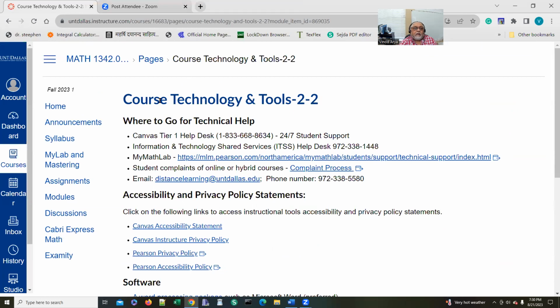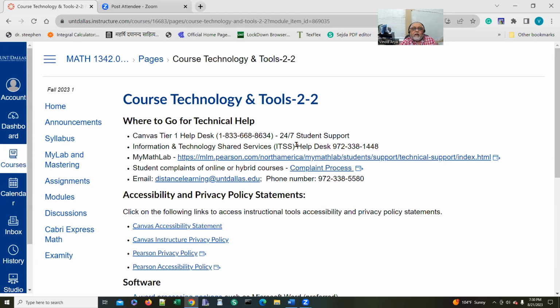Okay, here are the course technology and tools that we will need. So the help desk, I already told you about for Canvas. This is their number. So that's a good facility. You can just call them any time. It is 24/7. So if you have any difficulty with Canvas in its operation or it's not behaving, then you can certainly call this number and they will help you out.